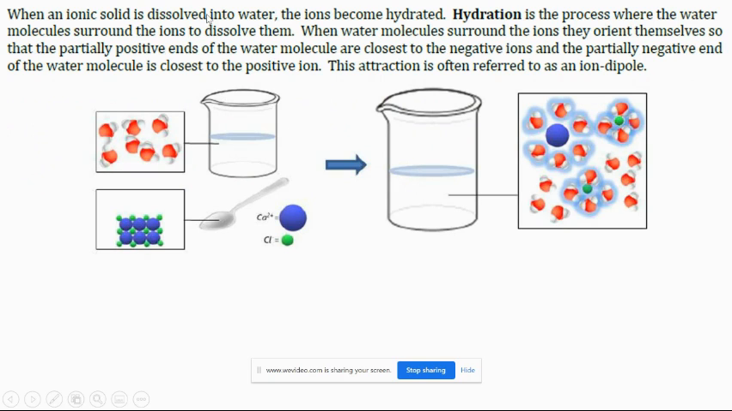When an ionic solid is dissolved in water, so we're going to put this solid in water, okay, the water molecules will start to pull that apart. The positive ion will get surrounded by the negative side of the water molecule, and the negative ion will get surrounded by the positive end of the water molecule.